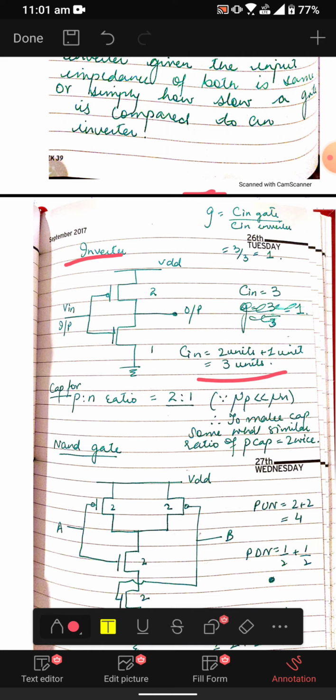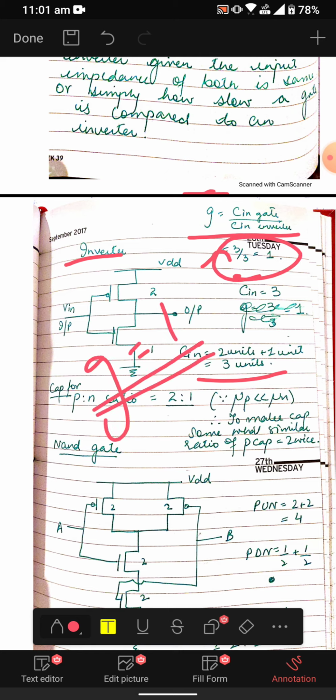Okay, so G for this is equal to C in by C inverter. At this time your gate is the inverter itself, meaning it is 3 units divided by 3, which is 1. So the logical effort G is equal to 1 for an inverter.